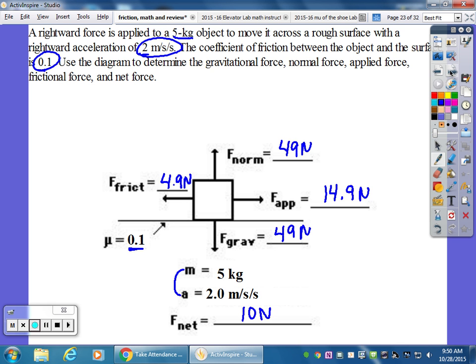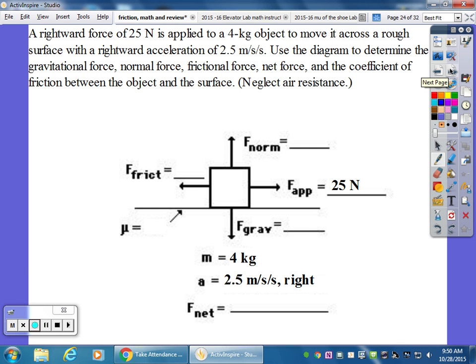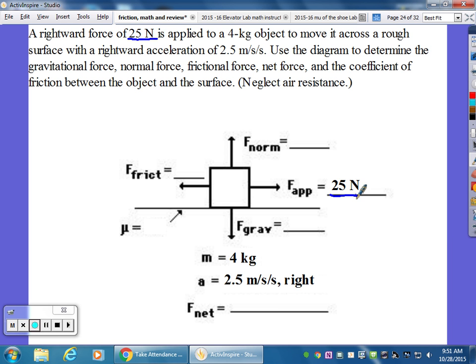And then finally, the fourth one, we have another object. This one has a rightward force of 25 newtons, so that's right there. And it is accelerating at 2.5 meters per second squared, and it has a mass of 4 kilograms. So once again, I'm going to go ahead and solve for the net force by taking the mass times the acceleration. 4 times 2.5 gives us a net force of 10. So when I add all these forces together, I'm going to need to end up with 10.